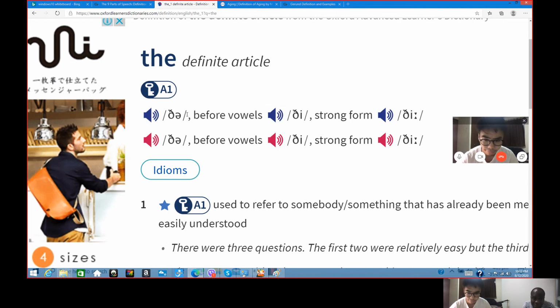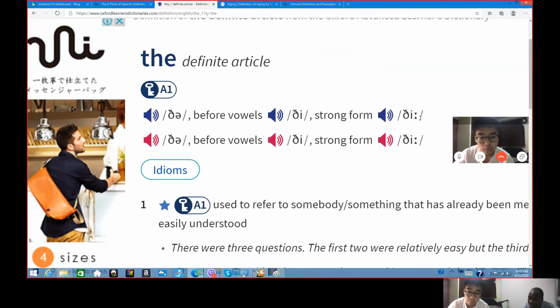So this sound, the. If you are using it before vowels, you use the, the. This is a strong sound. If we are using the, another one, the, and this is a long one, the. So this one is used for consonant.